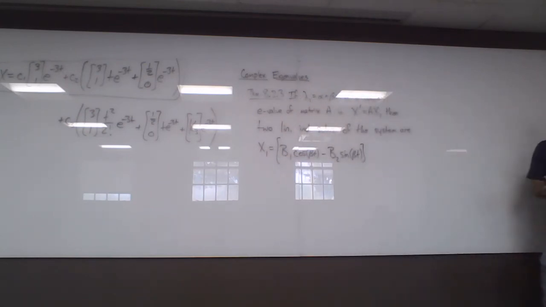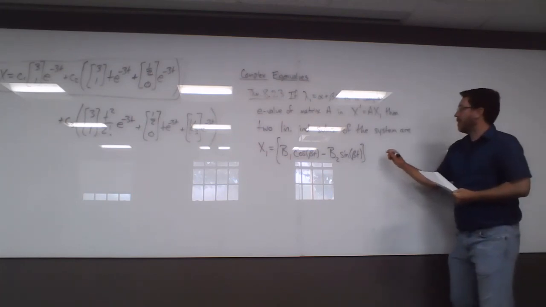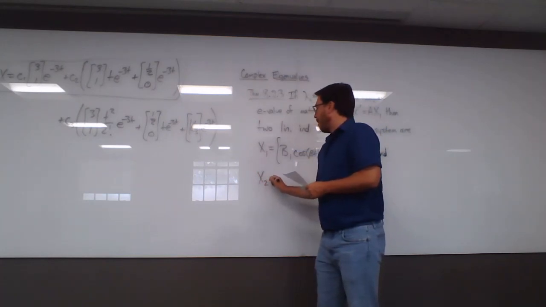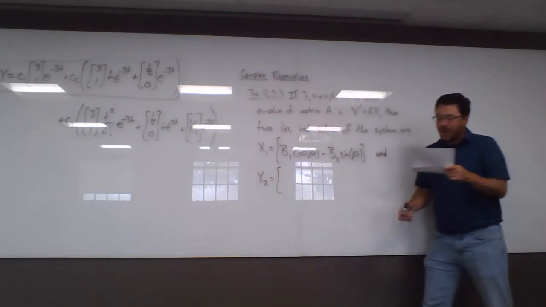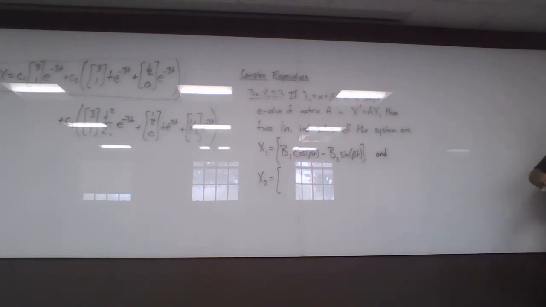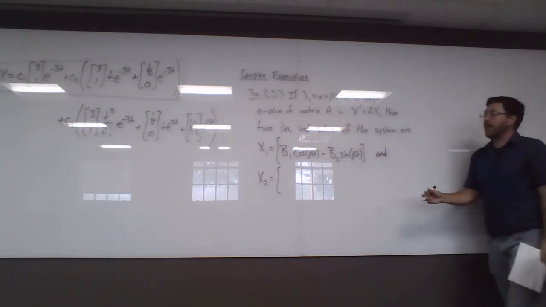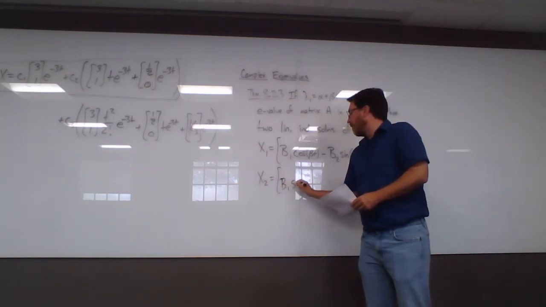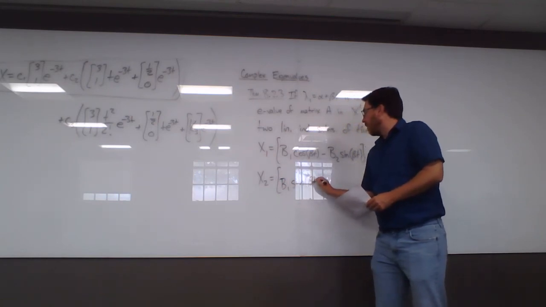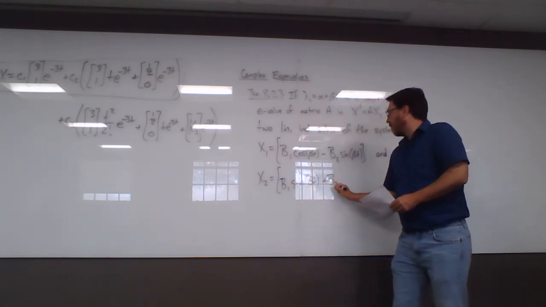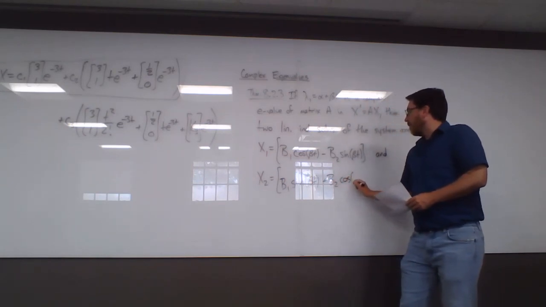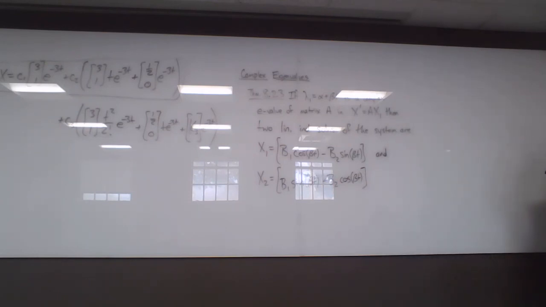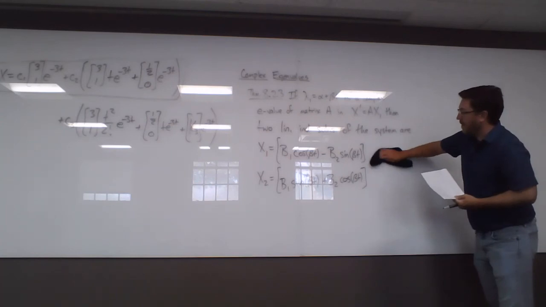And then the other linearly independent solution is x2, which is going to be b1 times sine of beta t, and then plus b2 times cosine of beta t. Oh, I forgot part of this, because it's the easiest part to leave out while trying to remember the order that these go in. Both of those are multiplied by e to the alpha t on the outside.